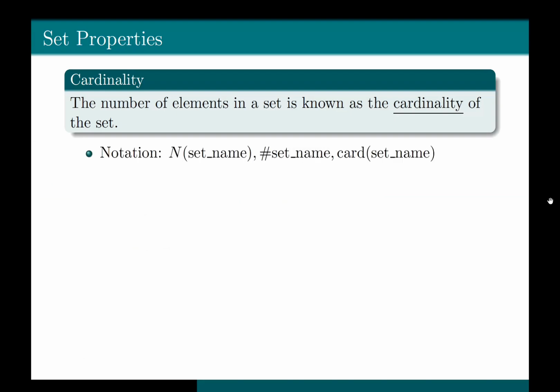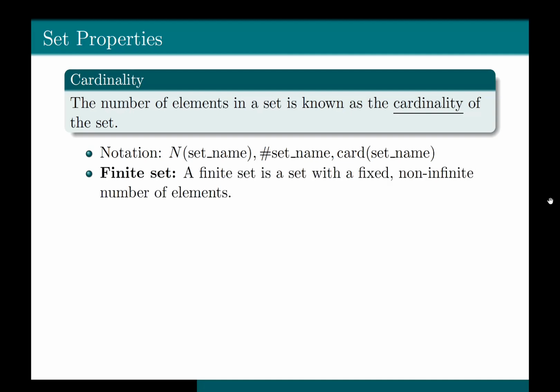It is denoted as n, and then we write the name of the set, sometimes with the pound symbol and then the name of the set, or sometimes with the first 4 letters of the word cardinality and then the name of the set.